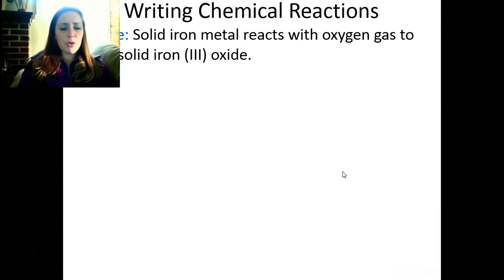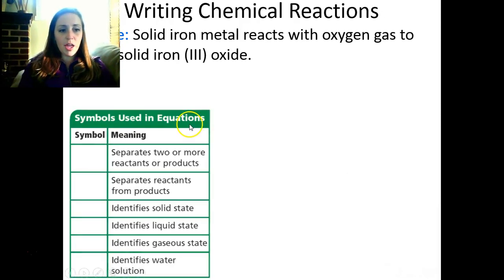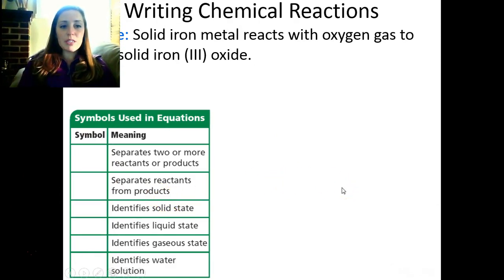And I'm going to put up a few clues for you here. We're going to unveil what each of the symbols for this are as we go along. And we're going to start with solid iron metal. And when you see iron metal, your naming rules tell you iron is just elemental. So we have an Fe. When it says solid, then that solid is going to be indicated by, if you look down here, identifies solid state, so that's an S.